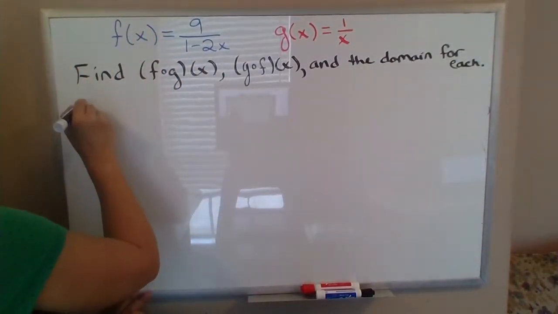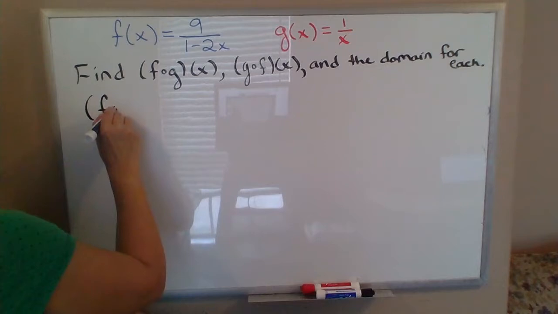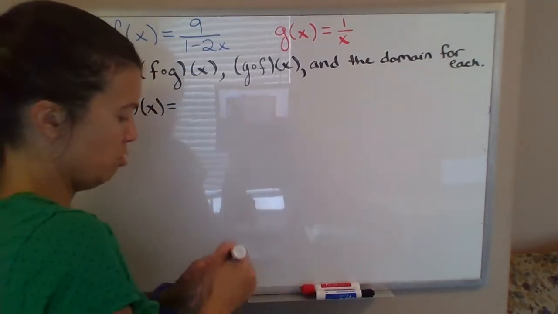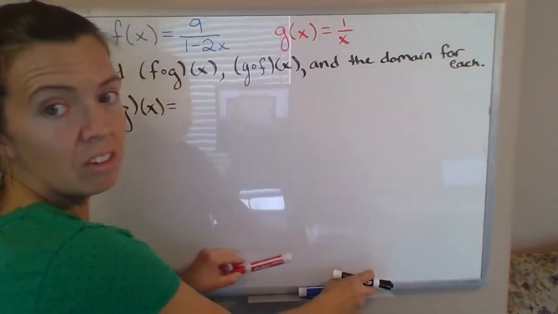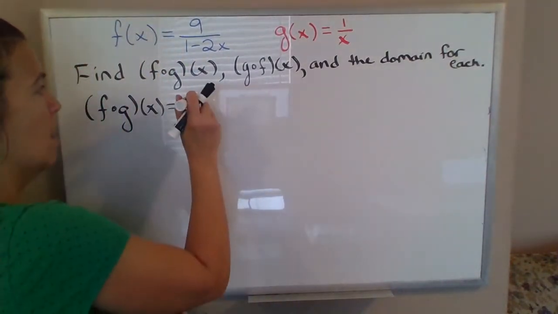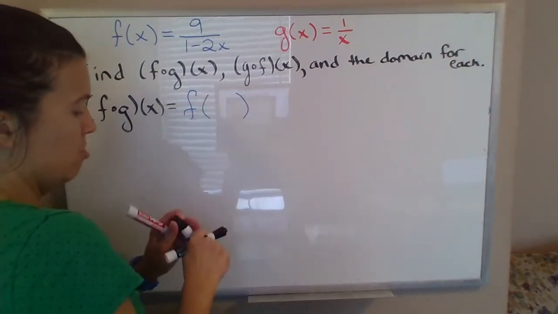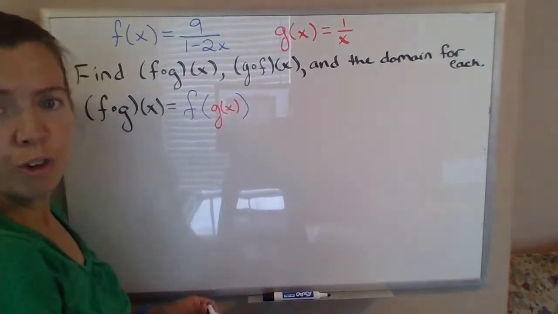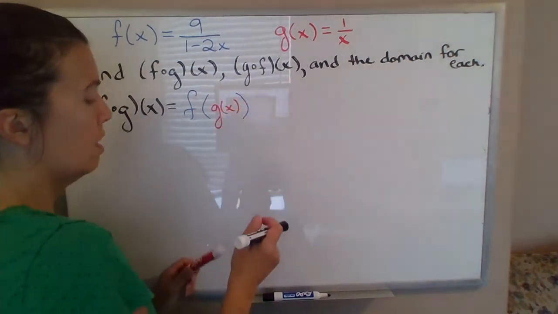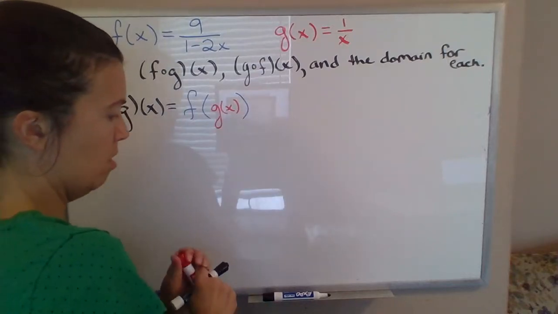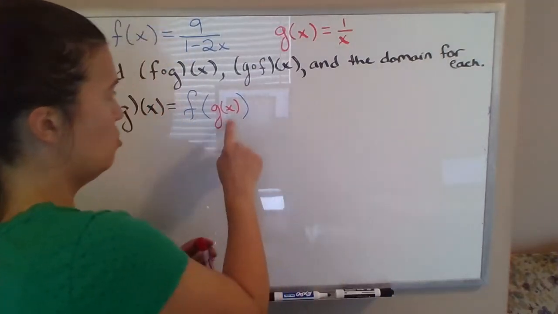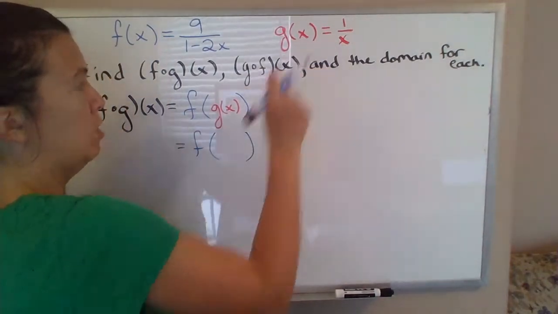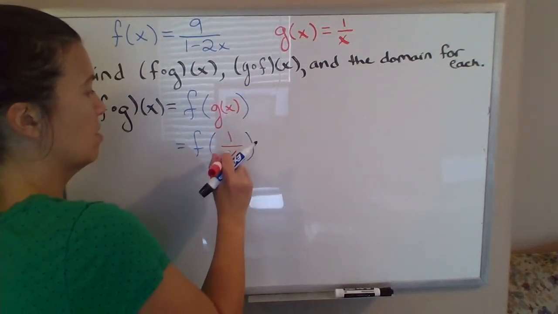First of all, the notation f circle g of x means, and I'm going to switch to color coordinating these, f of g of x. So that's the first thing, just understanding the definition. Now, I could replace g of x here with what g of x is equal to, in this case 1 over x.